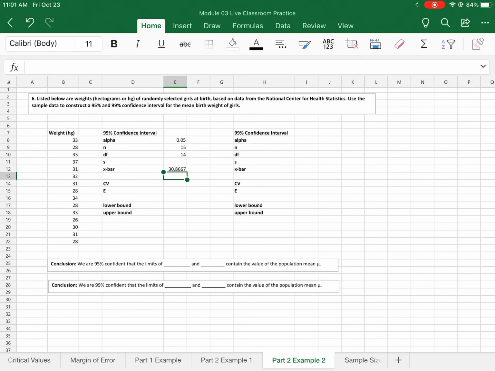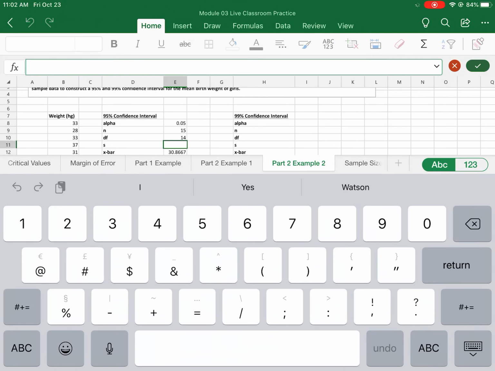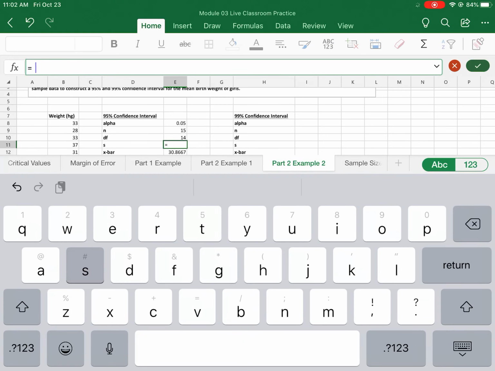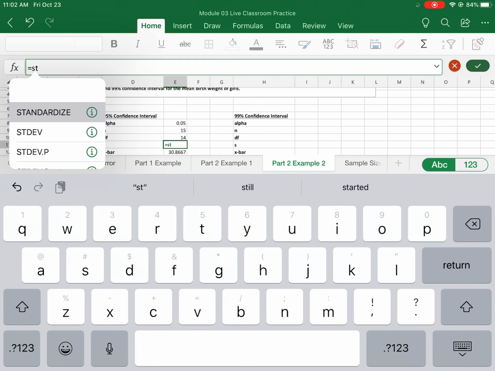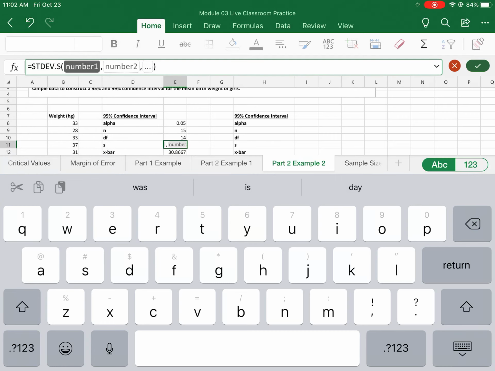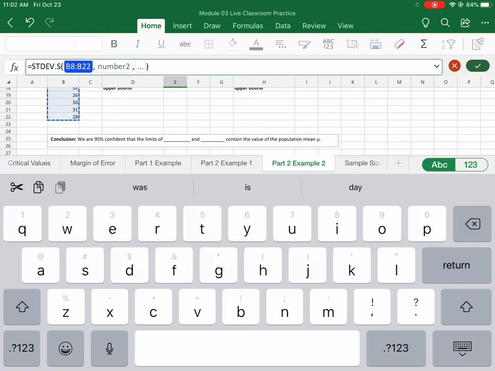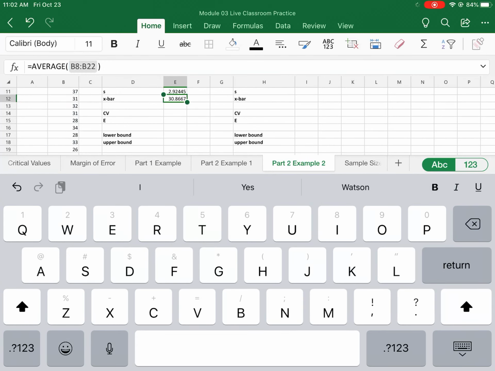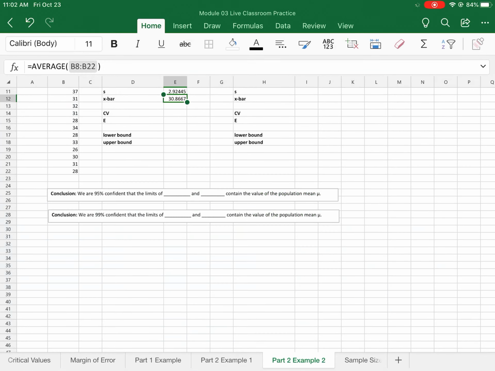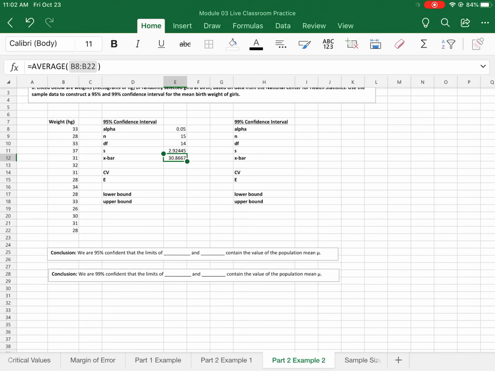Okay, so now I'm going to go ahead and do my standard deviation. So again, equals. Then remember with the standard deviation, you want to use the sample. So again, I'm going to go here and I'm just going to go really slow. There we go. Okay, so now I have my sample standard deviation. Now let's go ahead and compute everything.